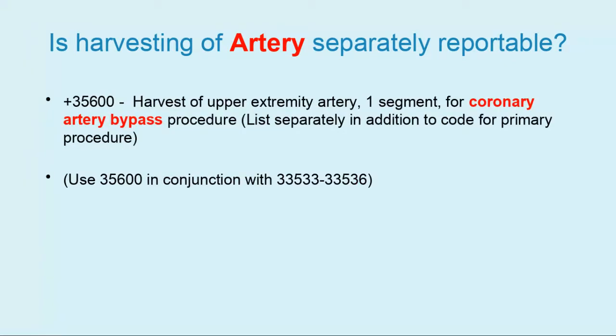So is harvesting of the artery separately reportable? Well, there's an add-on code for it, so that pretty much says, yes, you can do that. 35600, an add-on code, harvest of upper extremity artery, one segment for coronary artery bypass procedure. So it says specifically in the code description that it's for a coronary artery bypass procedure.